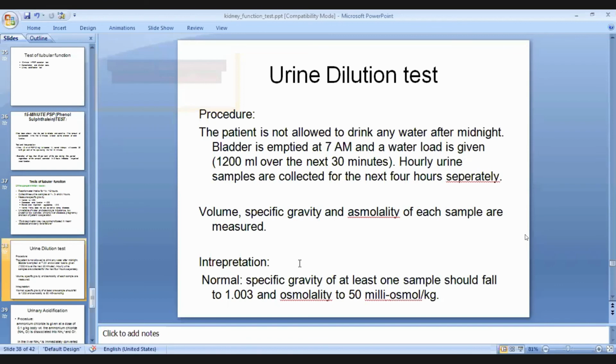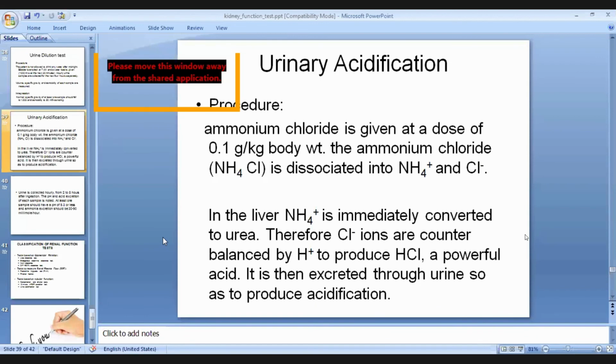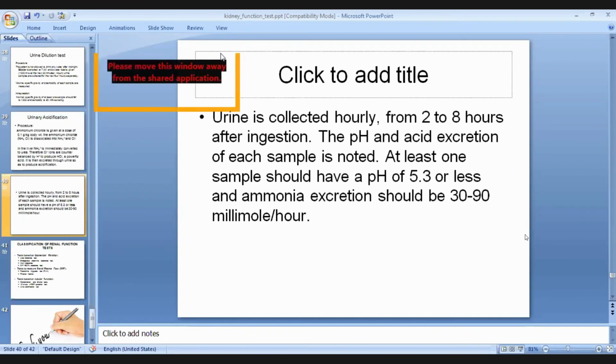Now in this case, hourly urine is collected 2 to 8 hours after ingestion. The pH and acid excretion of each sample will be noted. Normally, at least one sample should have pH less than 5.3, and ammonia excretion should be around 30 to 90 millimole per hour. So if the kidney is able to acidify the urine, more acid is excreted. That test is done as a tubular function test.